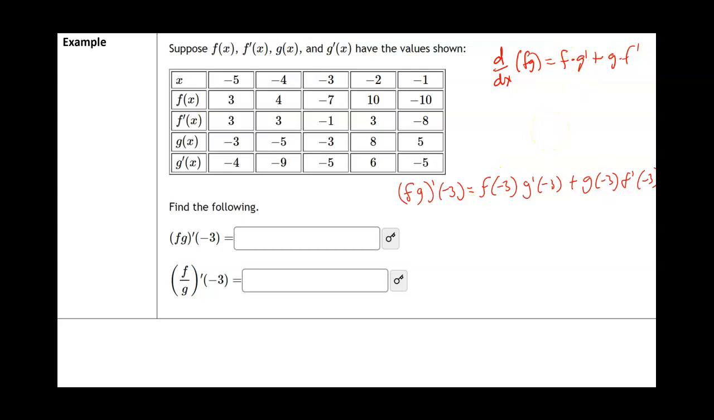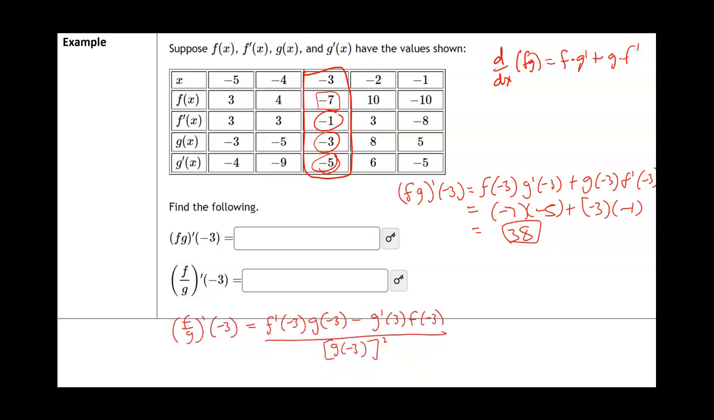Now if you find these values, here's negative 3. If I find f of negative 3, its value is negative 7. If I find g prime of negative 3, that value is going to be 5. We're basically going to plug in these values. g of negative 3 here is just negative 3, and f prime of negative 3 is negative 1. So in this column of x equal to negative 3, we have all these values which we plug in, and that'll give us 38 as the answer.